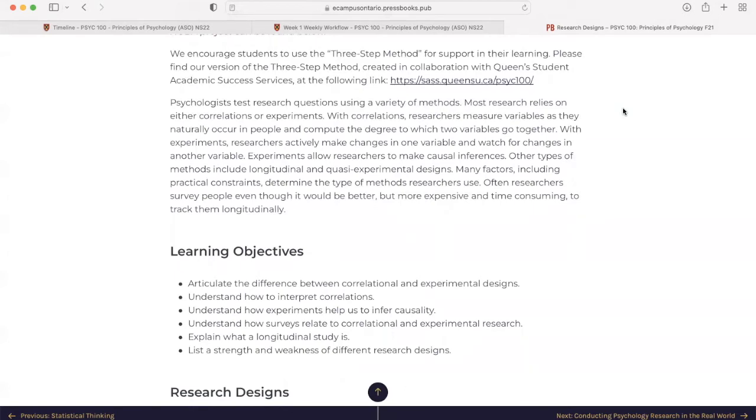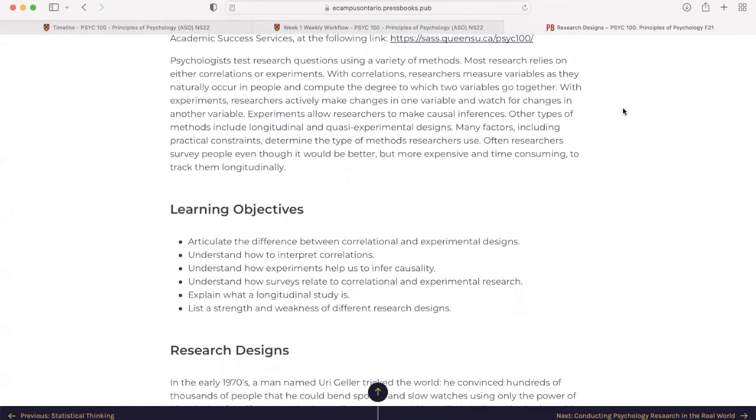Many factors, including practical constraints, determine the type of methods researchers use. Often researchers survey people, even though it would be better, but more expensive and time-consuming, to track them longitudinally.